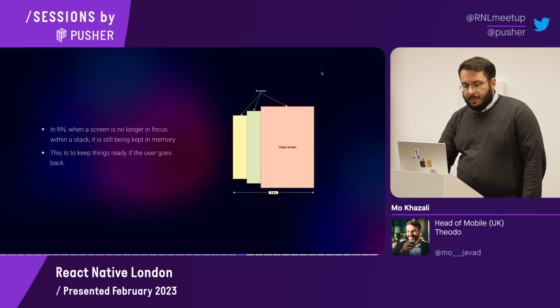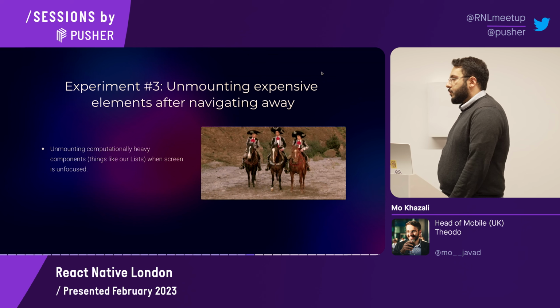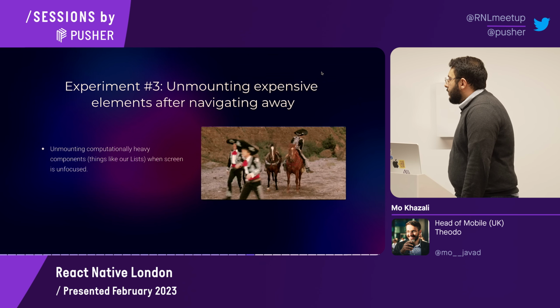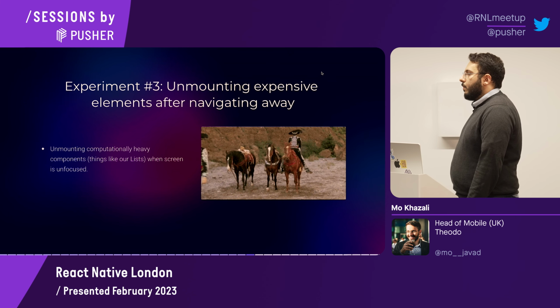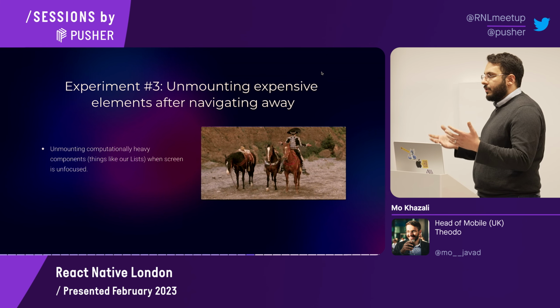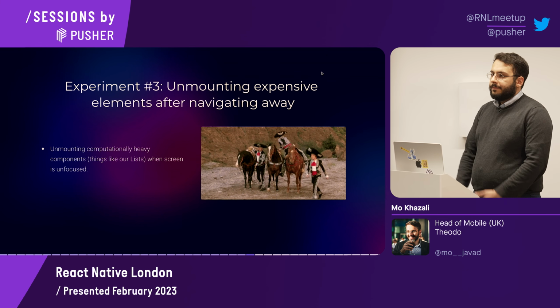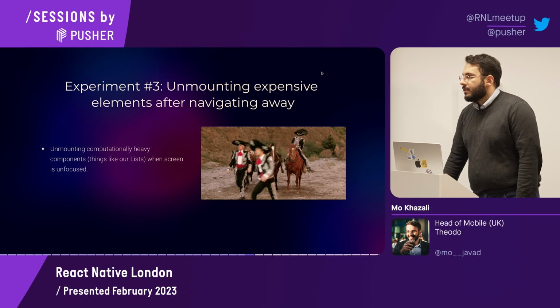So experiment number 3 was unmounting expensive elements after navigating away from a screen. This was our sort of last-ditch attempt. What we saw was we had a bunch of screens back-to-back that had lists that were computationally expensive, and we thought, well, these are the ones that are being re-rendered under the screen. Probably let's just unmount them and see if this works.